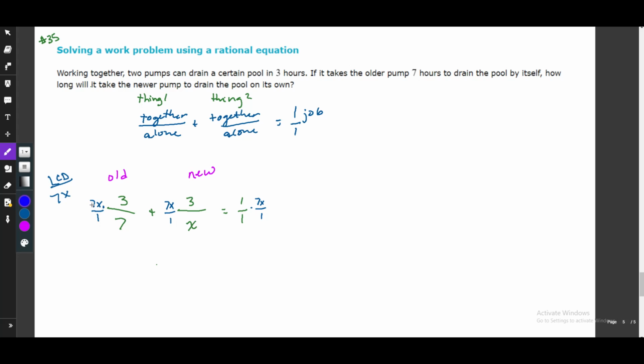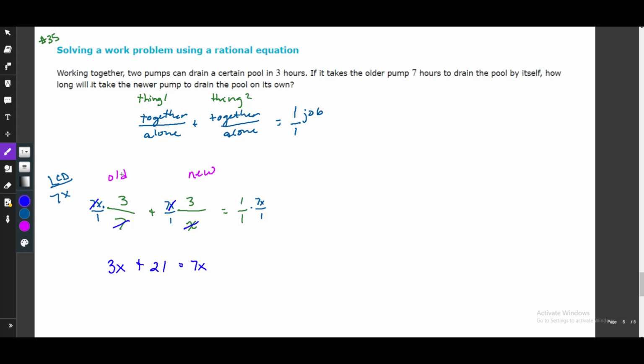So in this fraction, I have 7x over 1 times 3 over 7. These 7s will cancel out, and I am left with 3 and the x. So this is 3x. I've got my plus sign hanging out here. And looking at the next one, I have 7x times 3 all over 1 times x. This time the x's will cancel out, and that will be 7 times 3, which is 21. And then over 1, which I don't need to write because anything over 1 is just itself. And then the last fraction is 1 times 7x over 1 times 1, which is just going to be 7x.